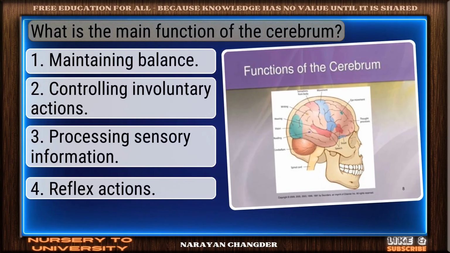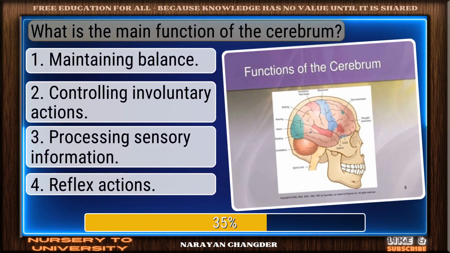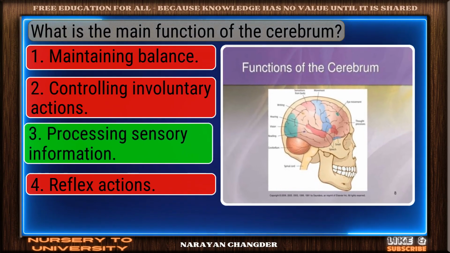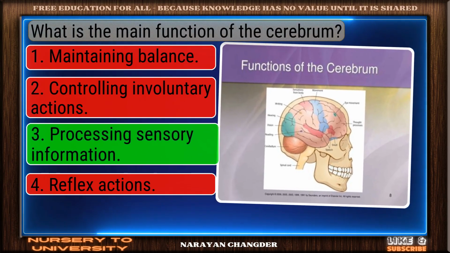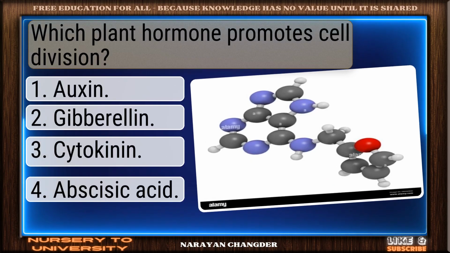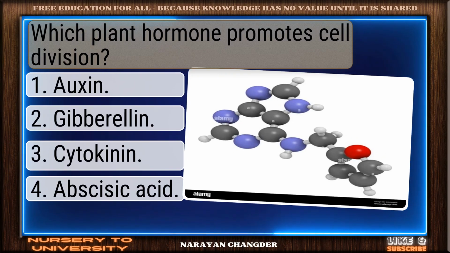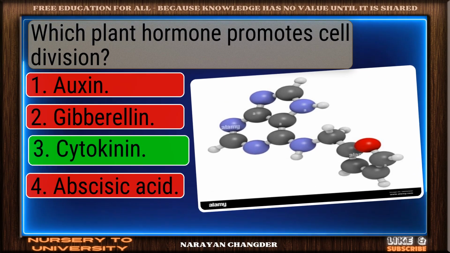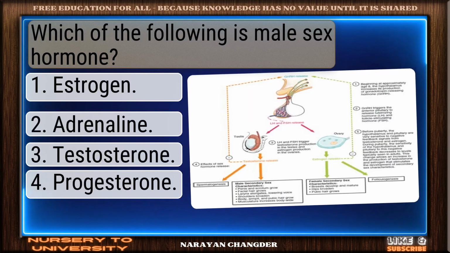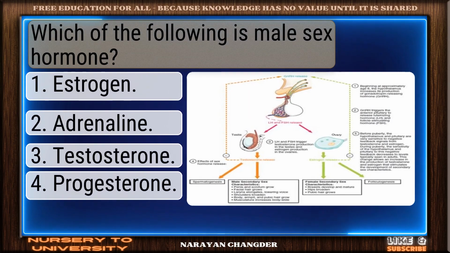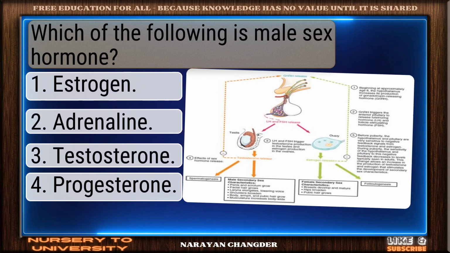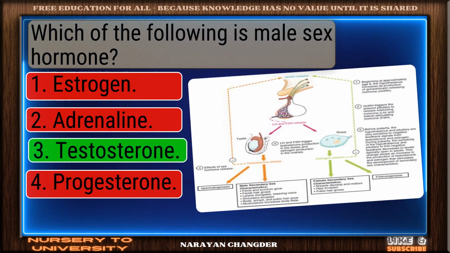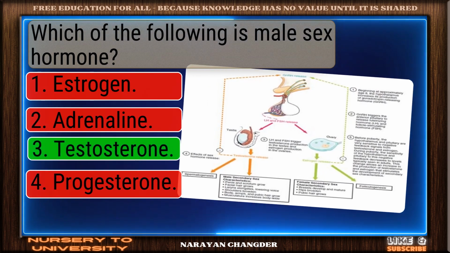What is the main function of the cerebrum? Nice selection. Processing sensory information is correct. Which plant hormone promotes cell division? Bravo, cytokinin is the answer. Which of the following is a male sex hormone? Correct response. Testosterone is accurate.